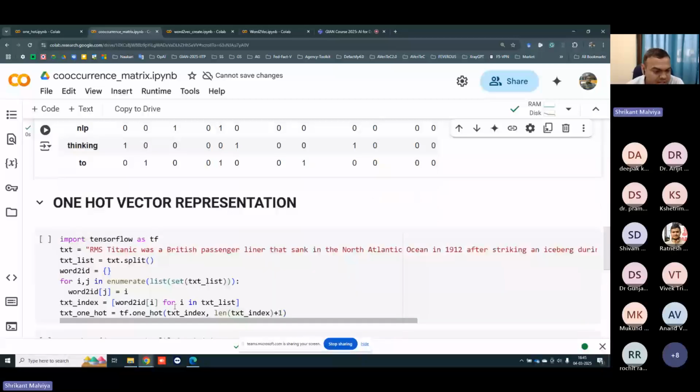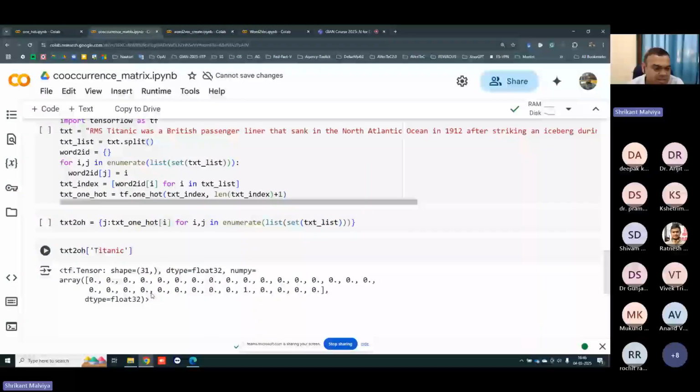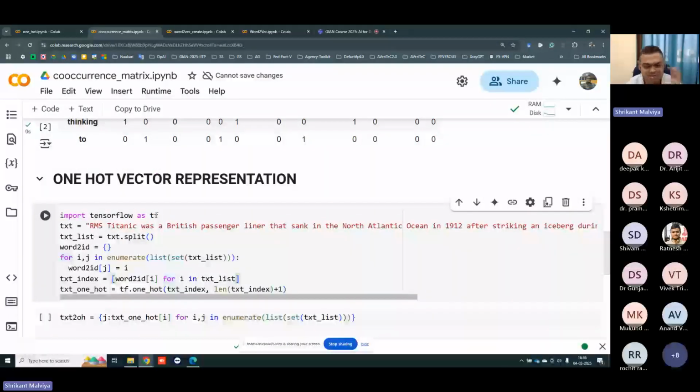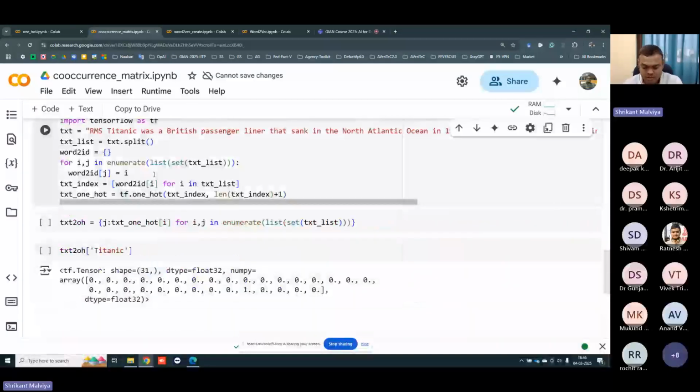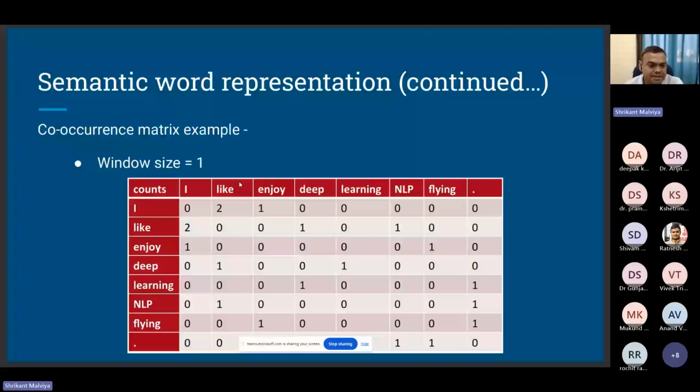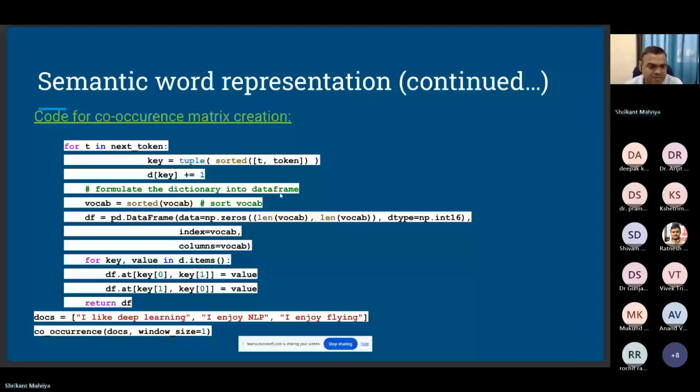So this next example is just using another way of generating the one-hot vector, using TensorFlow instead of Keras. So it's the same example. Okay, so moving ahead, we have already seen that one.